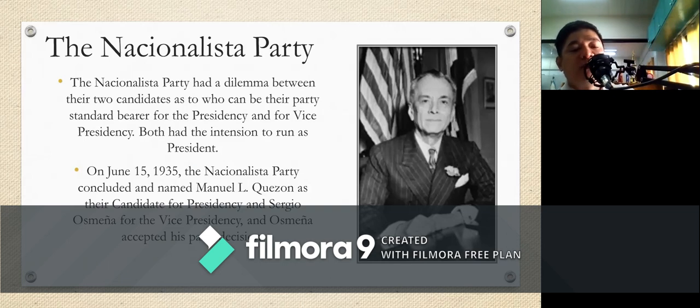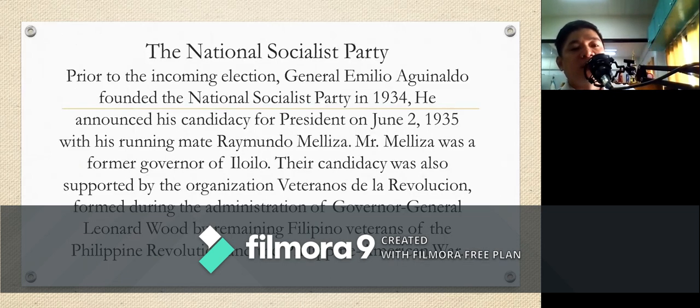Okay, we have another party, which is the National Socialist Party. Prior to the incoming election, General Emilio Aguinaldo founded the National Socialist Party in 1934. He announced his candidacy for president on June 2, 1935, with his running mate Raimundo Melliza, a former governor of Iloilo. Their candidacy was also supported by the organization Veteranos de la Revolucion, formed during the administration of Governor General Leonard Wood by remaining Filipino veterans of the Philippine Revolution and the Philippine-American War.